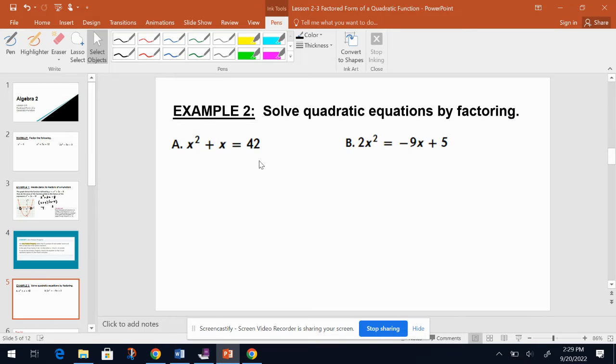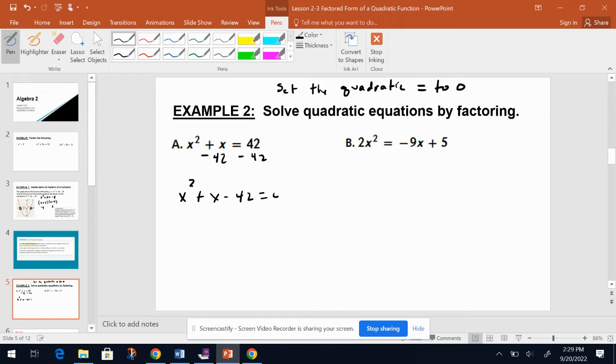Okay. So looking at these examples, the first thing that we have to make sure, number one, we have to make sure we set the quadratic equal to zero. Okay, so it doesn't matter what side you get equal to zero. I'm going to suggest that you keep the x squared positive. So I'm going to subtract 42 from both sides. Now notice I cannot combine this with anything. So it just gives me x squared plus x minus 42 equals zero.